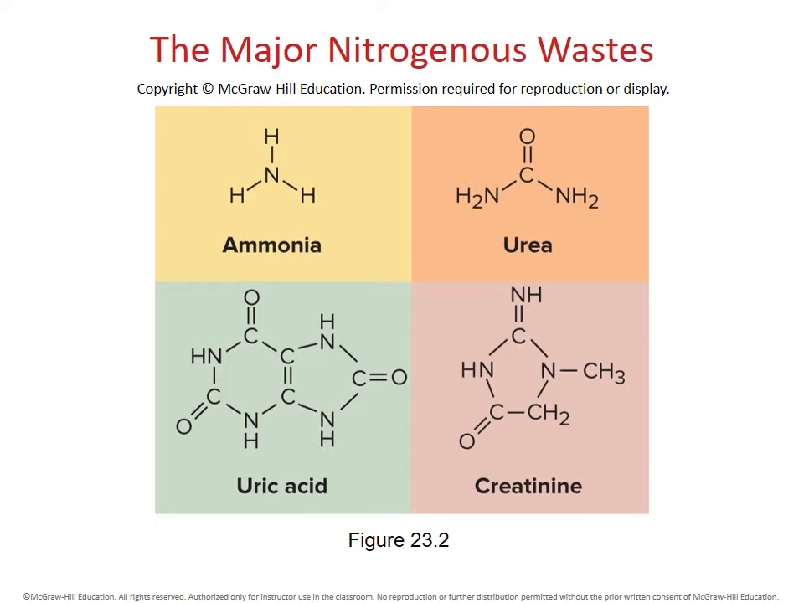All right, and here we see just the chemical diagrams, the structural diagrams for the various nitrogenous wastes that we just talked about. Ammonia, again, just being a derivative of the amino group on amino acids. Urea, when we start placing more than one ammonia group together, or amino group together, to make urea. Uric acid, which is derived from the nitrogenous bases of nucleic acids. And then creatinine, which is derived from creatine phosphate.